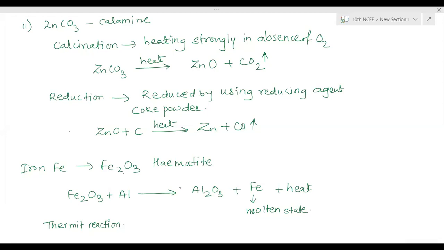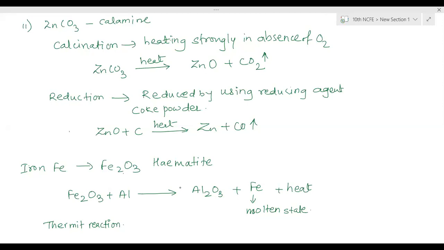This practical application you have to remember, this reaction is very, very important. Most of the time the question asked is: What is the thermite reaction? And write its practical application. The thermite reaction is the extraction of iron from iron oxide ore, that is hematite ore. When aluminium is added to this ore, a highly exothermic reaction takes place. At that temperature, pure iron is obtained in the molten state. Hence this reaction is directly used to join railway tracks. Is it clear?